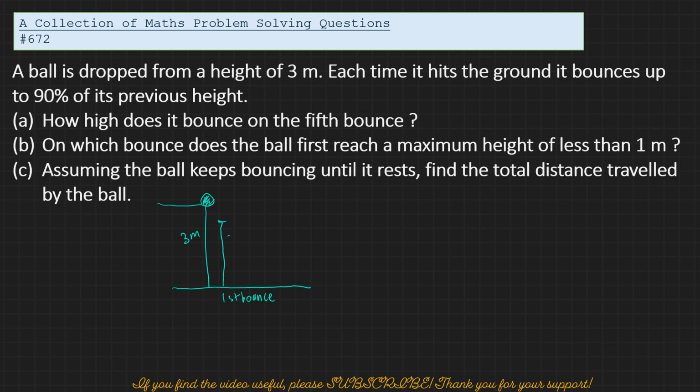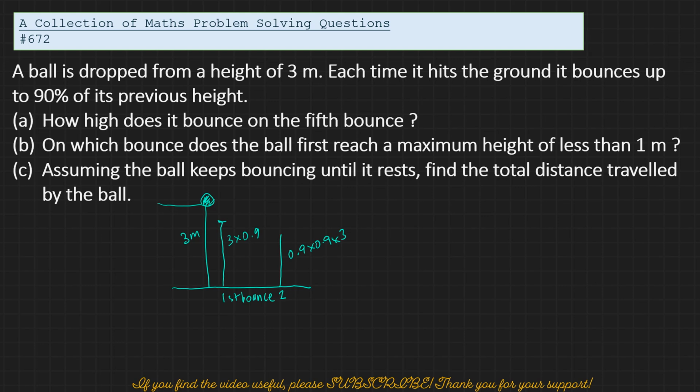So that means it would be 3 multiplied by 0.9. And then in the second bounce, it again rises up to 90% of the previous height. So that is 0.9 times 0.9 times 3. Okay, so this is the second bounce. So here that's 2. Second bounce.